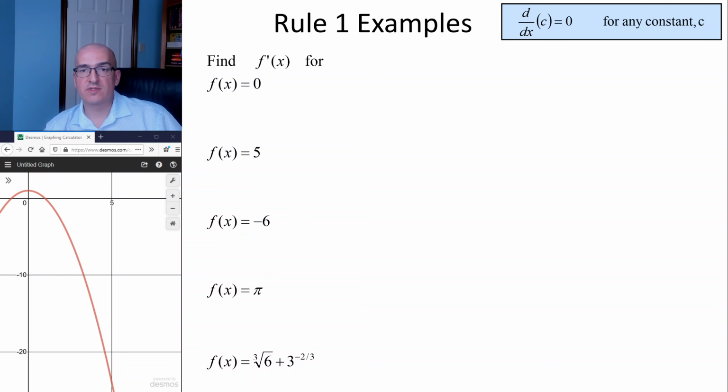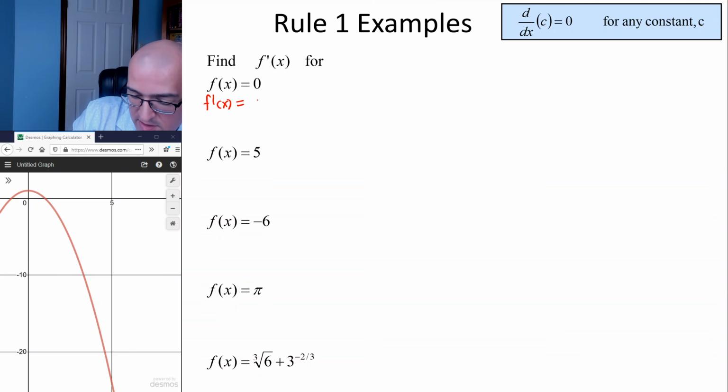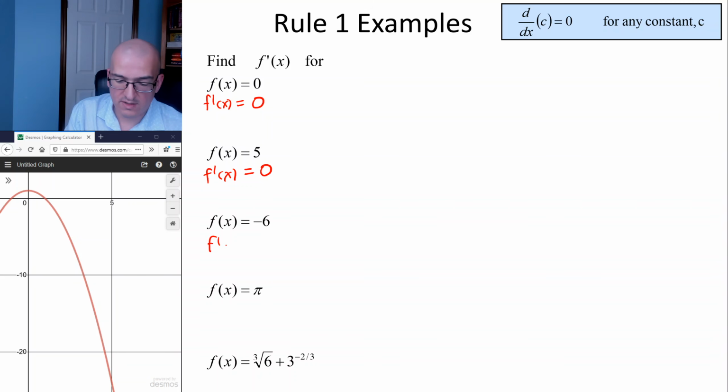Let's go through a few examples of using these rules. Given on the left-hand side are a bunch of functions. f of x is 0, f of x is 5, and so on, and we're asked to find f prime of x for each of them. For the first one, f prime of x is 0 because 0 is a constant. For the second one, f prime of x is 0 because 5 is a constant. The derivative of negative 6 is 0 because negative 6 is a constant. Pi is a constant. The derivative, 0.